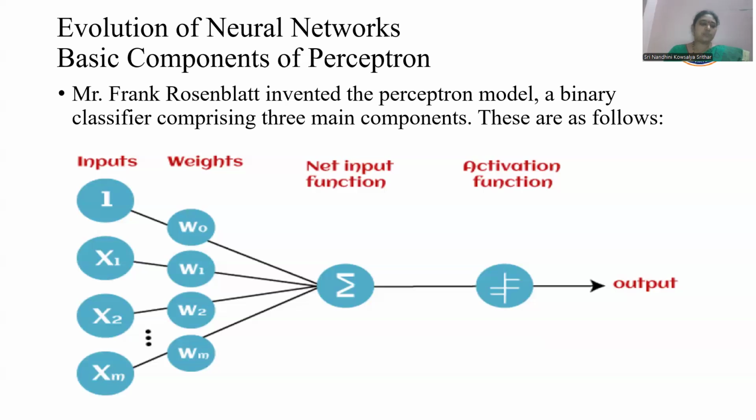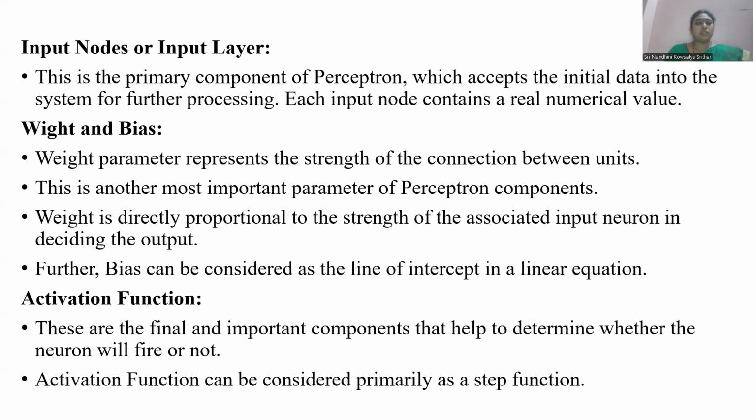the output. So each and every input has its own weight, and then we combine the inputs along with its weights using the summation function. Then in the activation function we use the bias plus the net input function, and then we bring the output. So here we are going to see each and every component of the perceptron.